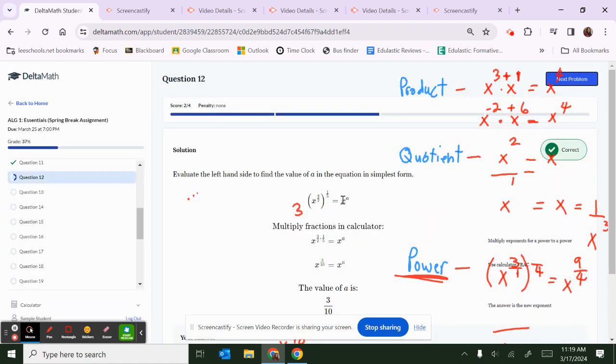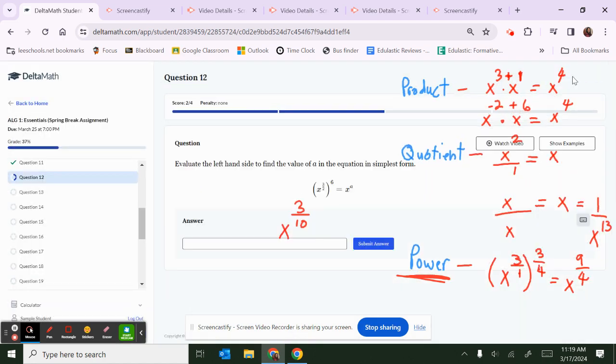All right? So again, just like that. So let's try another one.